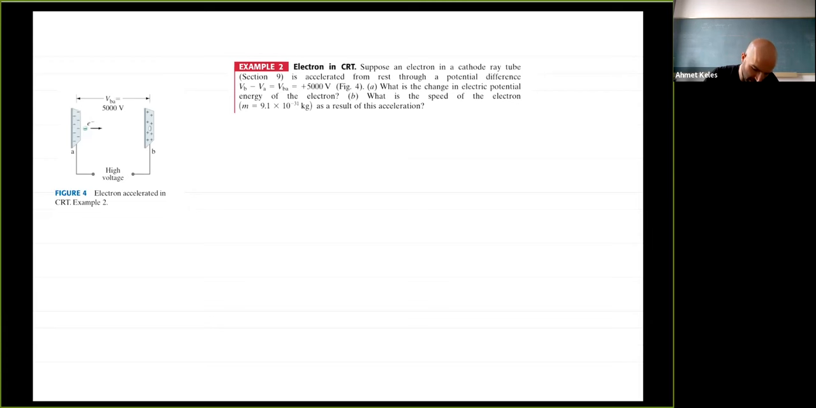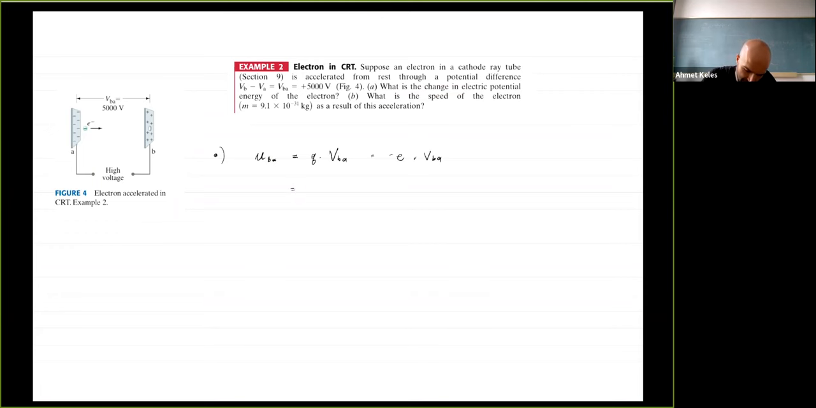So let's start. For part A, we are asked about the change in electric potential energy. So it is UBA equal to charge times VBA, and the charge is minus the electron charge times VBA.